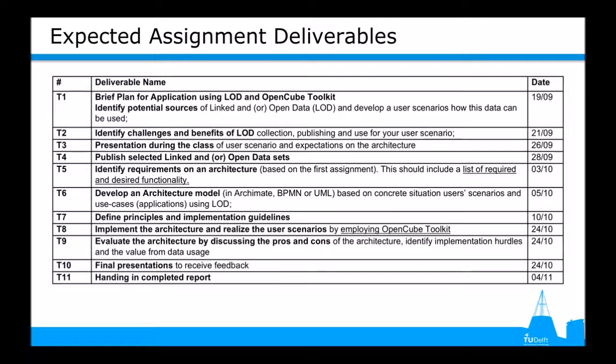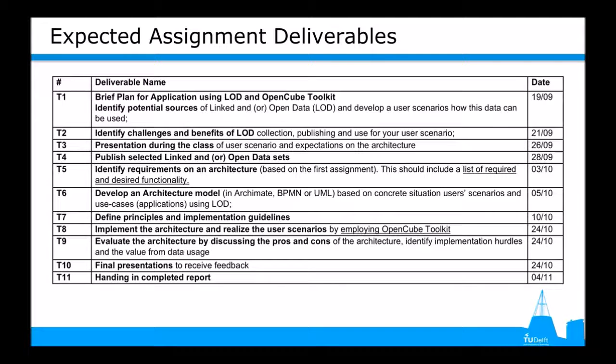Task 4. We publish selected linked open data sets on the internet, with the expected deadline of 28 September. If you are confused about this, we can talk next week, or you can just email me. My email will be at the end of the slides. Task 5, identify requirements on an architecture. So the objective is to have a list of required, desired functionality. The expected deadline is 3 October.